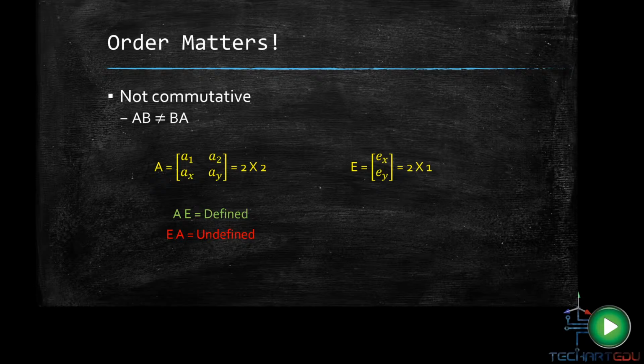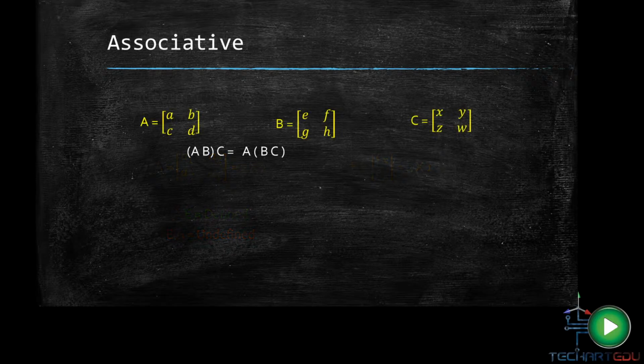And the order does matter, because when you take matrix A and multiply it by matrix B, it does not equal B times A. So it is super important to get the order right. And it is associative, meaning that you can multiply matrix A times matrix B, and then multiply it by matrix C, and it means the same thing as A times the matrix multiplication of B times C.